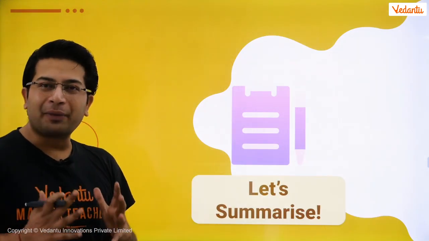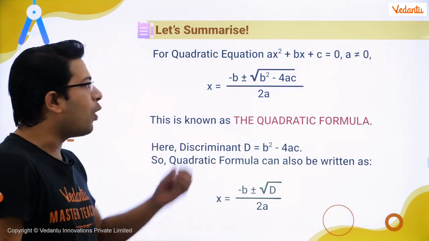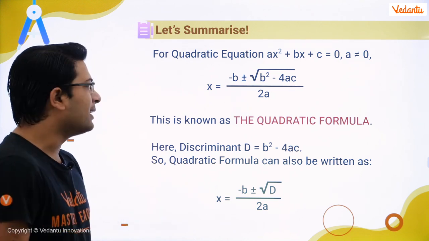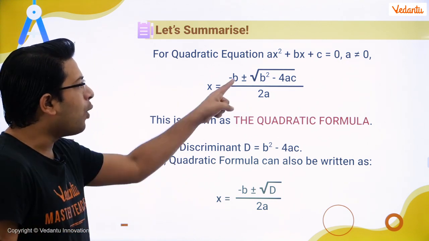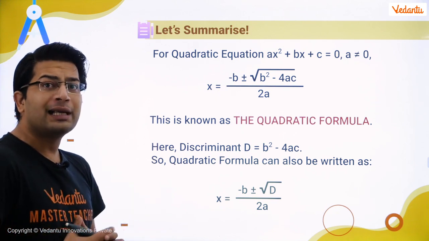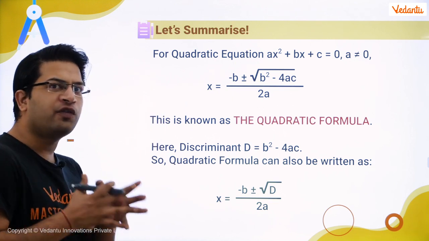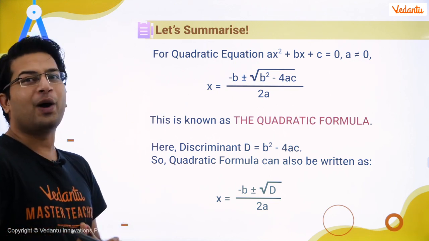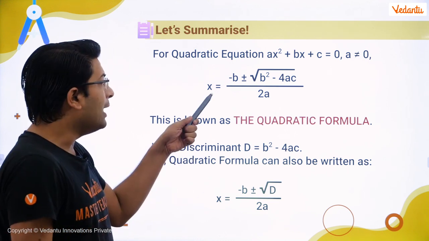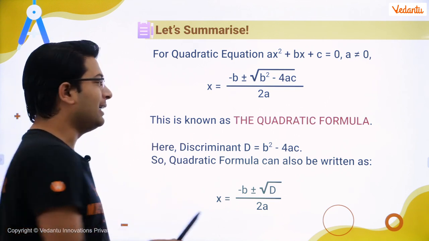Okay, champ, so now let's summarize our class. In this class, we have seen how to derive the quadratic formula from completing the perfect square, right? After this, we have seen that the quantity written inside the under root, b square minus 4ac, is known as the discriminant, and we can use this quadratic formula in order to find the roots of any quadratic equation. I hope it is clear, but don't forget, one time we have to consider the plus sign, one time we have to consider the minus sign.